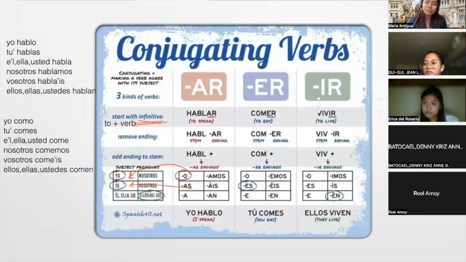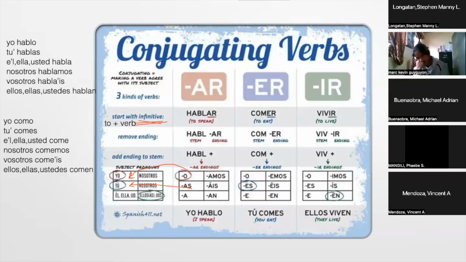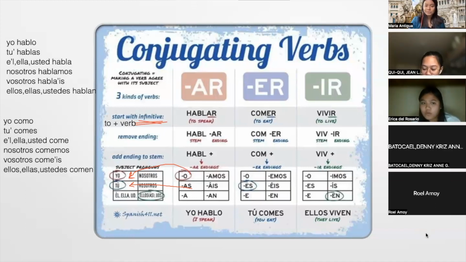Okay. Any questions so far? If no questions, then that's it for today, actually. See, we're fast, no? Kasi sagot ng sagot sila Erica at saka sila Jean. Otherwise, aabutin tayo ng siyam-siyam.